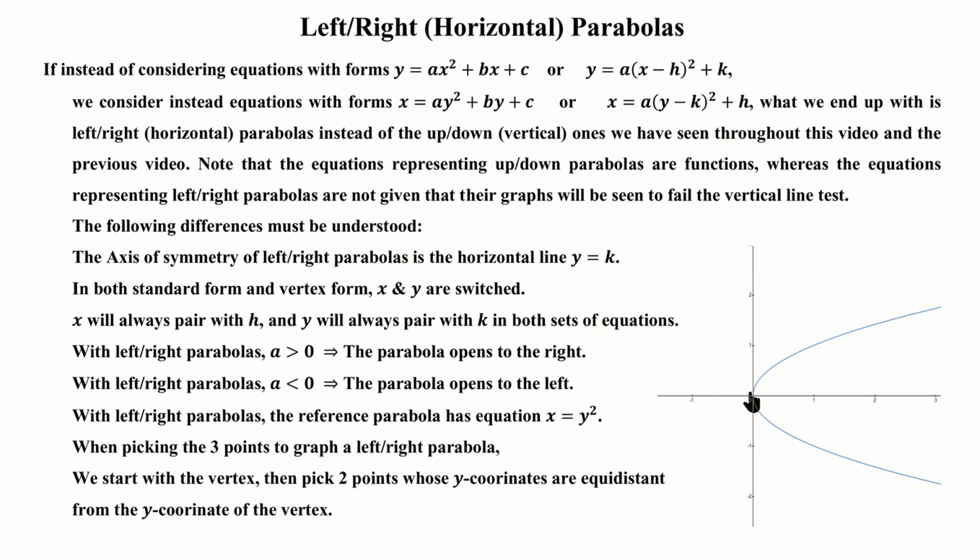A greater than 0 when it comes to up-down parabolas means it opens up. A less than 0 means it opens down. With left-right parabolas, a greater than 0 actually means it opens to the right. A less than 0 means it opens to the left. Now, the standard parabola for the left-right ones is not y equals x squared, but x equals y squared. So you can see a symmetry between everything we've done and everything that works with these left-right parabolas.